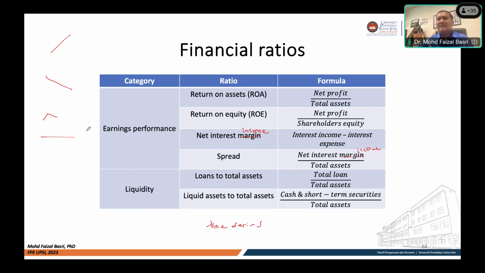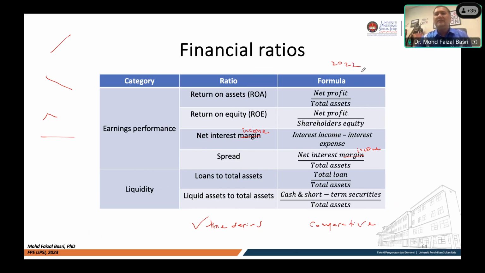Because besides time series, you should ideally do a comparative analysis. Comparative, meaning bank A versus bank B, then you compare performance. But this time around, I just ask you to do the time series. Do a time series, compare the performance of the bank over 3 years. The latest one, remember I mentioned before, the latest data that you can get is just 2022.